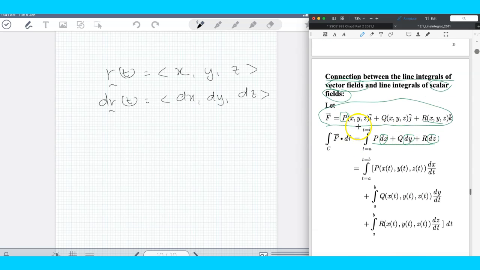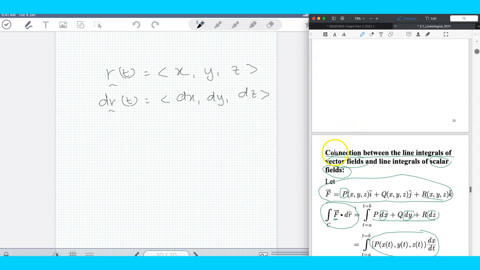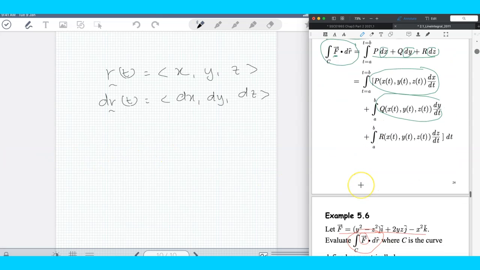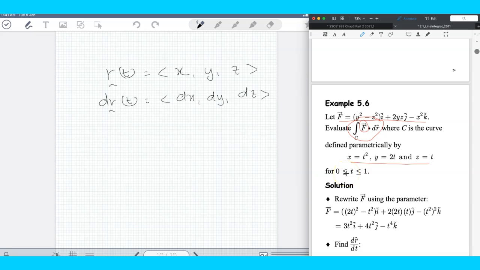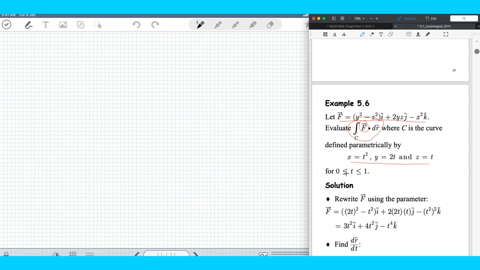Okay, so now you can see that from the vector function where you have only F, it now reduces into scalar form, no more vector. So that's why here I just want to show you the connection between vector field and scalar field for line integral. Okay, so we start with the example. Example 1 for vector function.